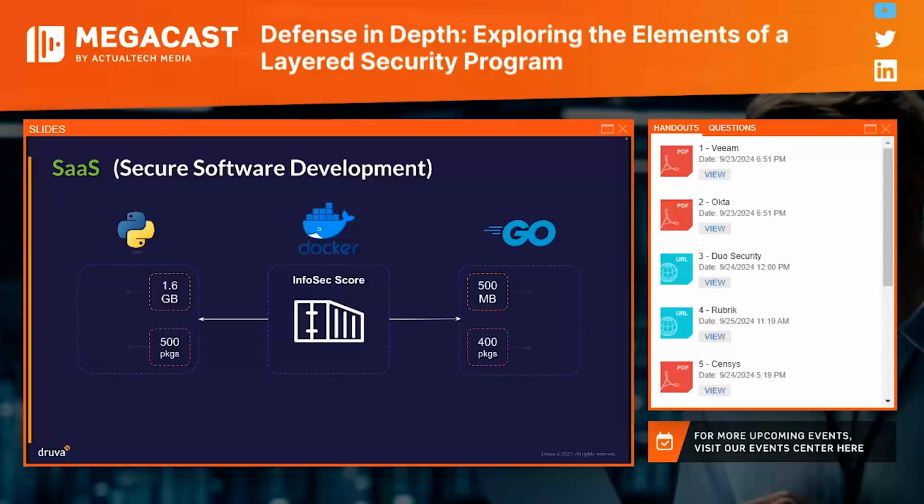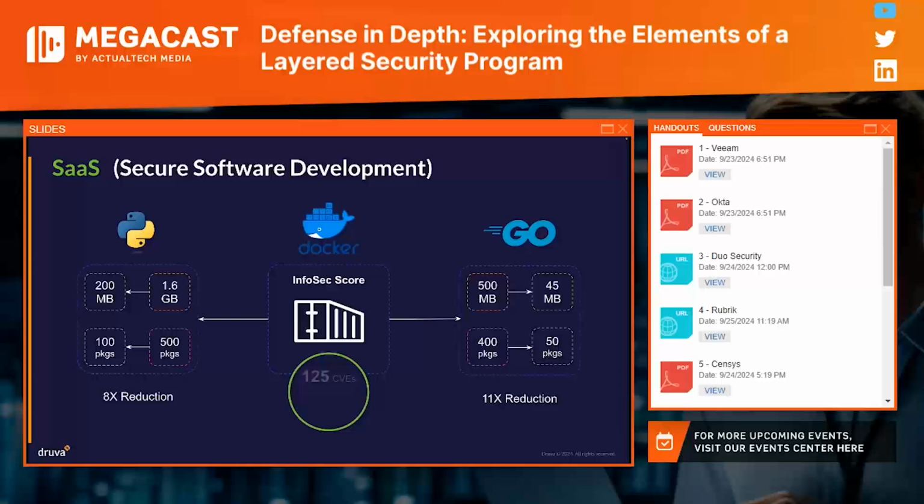version of the images. What resulted from this was the Go image became 11 times smaller, reducing packages from around 400 to approximately 50. Similarly, the Python image was reduced in size by over 8 times, reducing the packages from around 500 to less than 100 packages. The benefits of vastly reducing the attack surface are plain to see. We went from identifying over 125 critical vulnerabilities and exposures in the package to 0 CVEs after slimming.